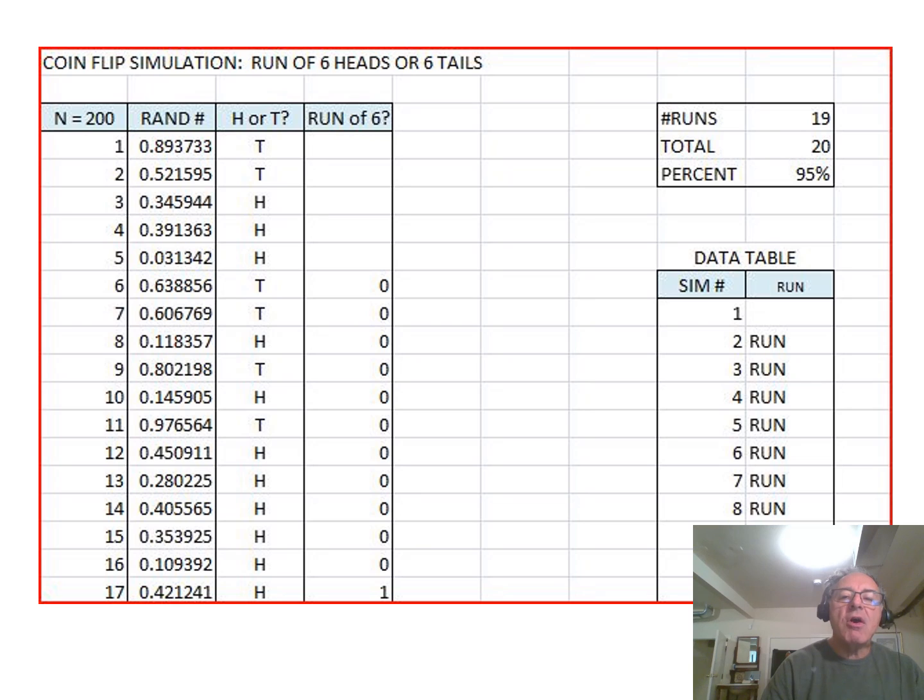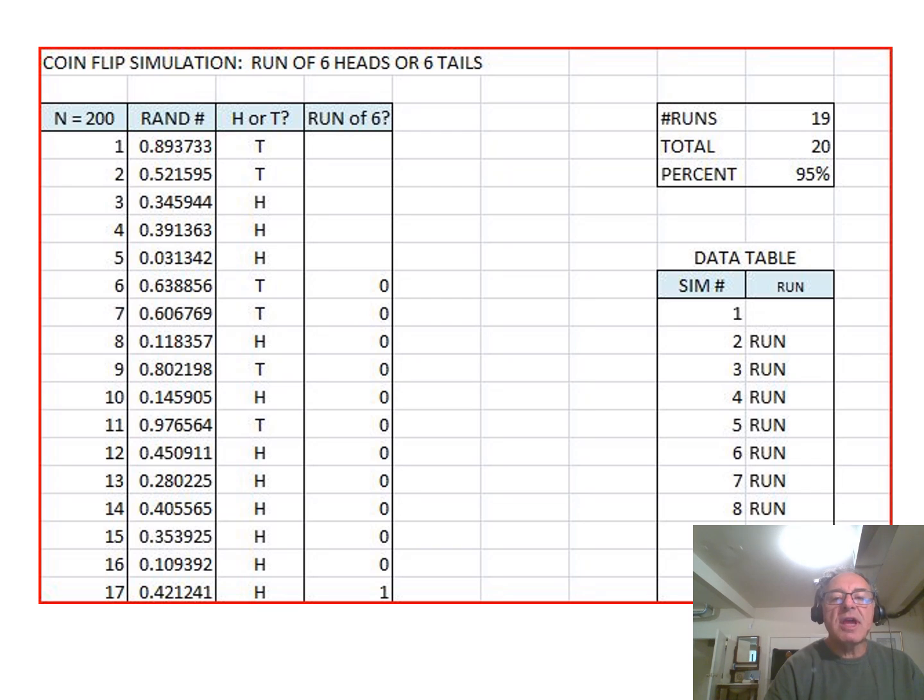I think that's a hard problem to do algebraically. With 200 coins, how do you algebraically come up with the probability of a run of 6 heads or tails? It's certainly a very simple problem to do stochastically in Excel. So for 200 times, I'm just going to come up with a random number between 0 and 1. If the number is less than or equal to 0.5, I'm going to say it's a head. If it's greater than 0.5, I'm going to say it's a tail.